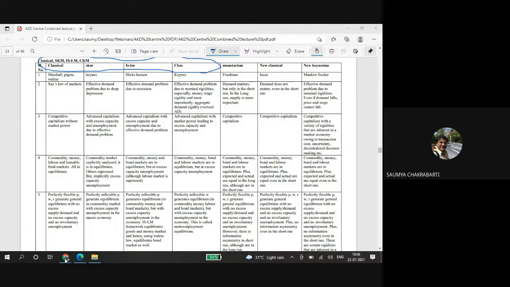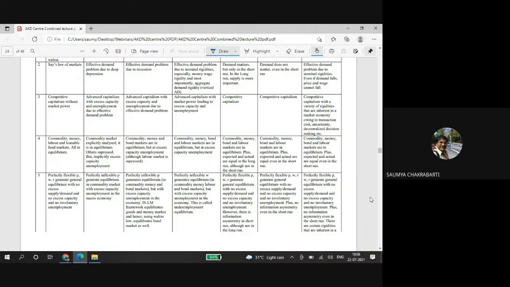And for classical, the context was competitive capitalism, and for Keynes it was advanced capitalism, which is suffering from the effective demand problem. So advanced capitalism is inherently suffering from the effective demand problem.